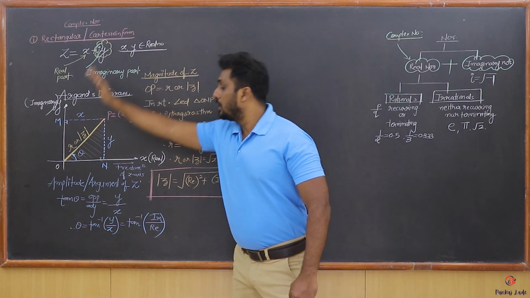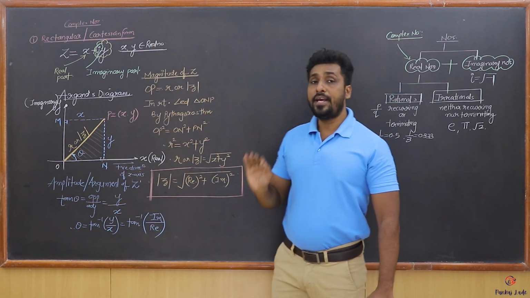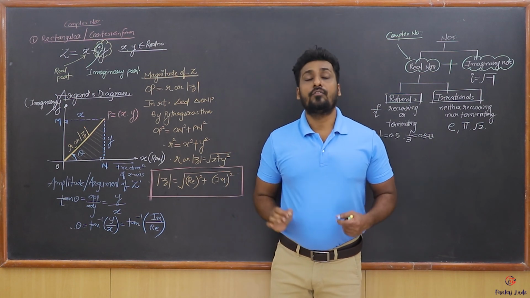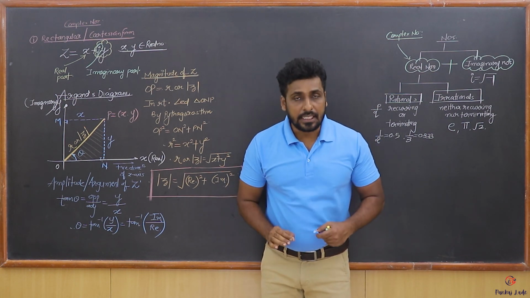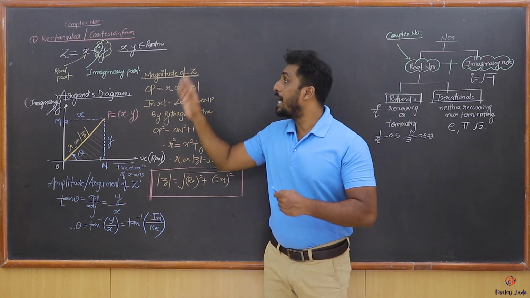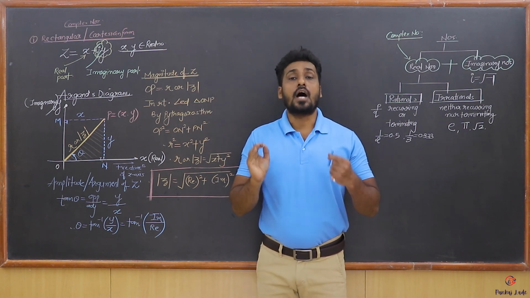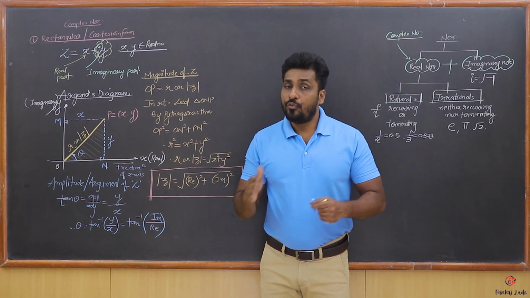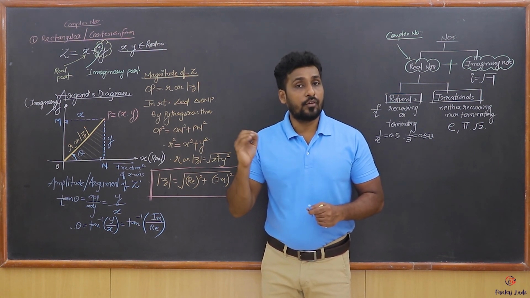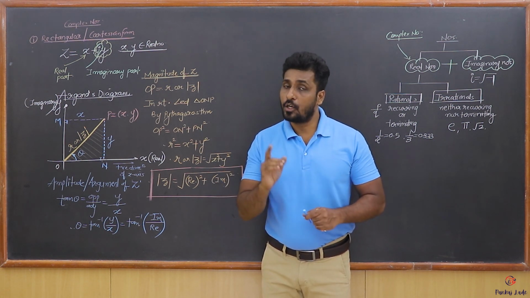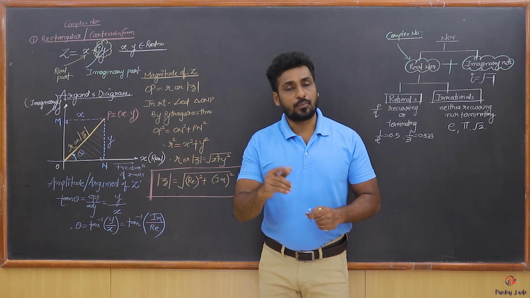So students, in this particular part, we have understood what? We have understood the very first way of representing a complex number, which is called as the rectangular or the Cartesian form. So now we are going to proceed further to represent two more different forms of representing a complex number. So students, let's proceed ahead.